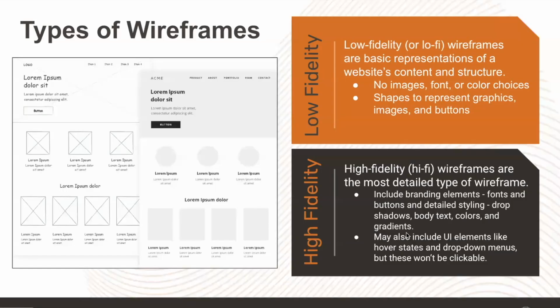Now, when it comes to wireframes, there are different types of wireframes. We're going to specifically highlight two different types. So the two types we're highlighting today are low fidelity and high fidelity. So low fidelity, also known as lo-fi wireframes, they are the basic of the basic representation of your website's content and structure. You're not including images or fonts or color choices. You are just using shapes to represent graphics, images, and buttons.